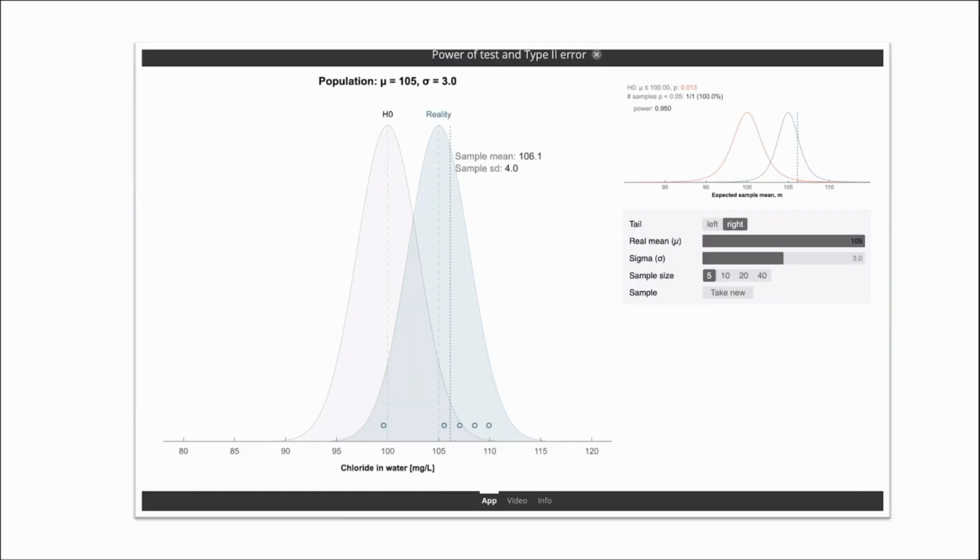I also have a Grasta app, which helps you to understand the power of test and type 2 error even better. So the next video will be about this Grasta app. It's a short video telling you how to use this app. And then I recommend you to go to Grasta, play with this app, and then come back for the next step where we'll be talking about the sample quality.